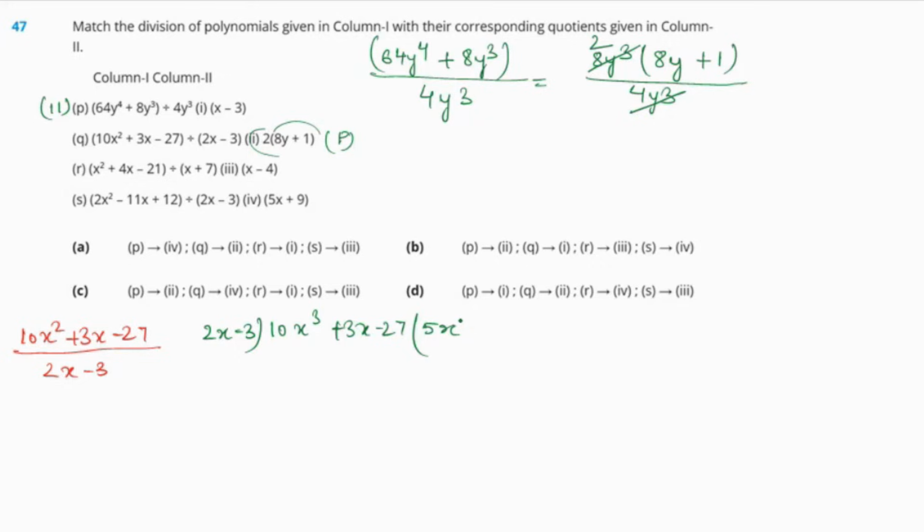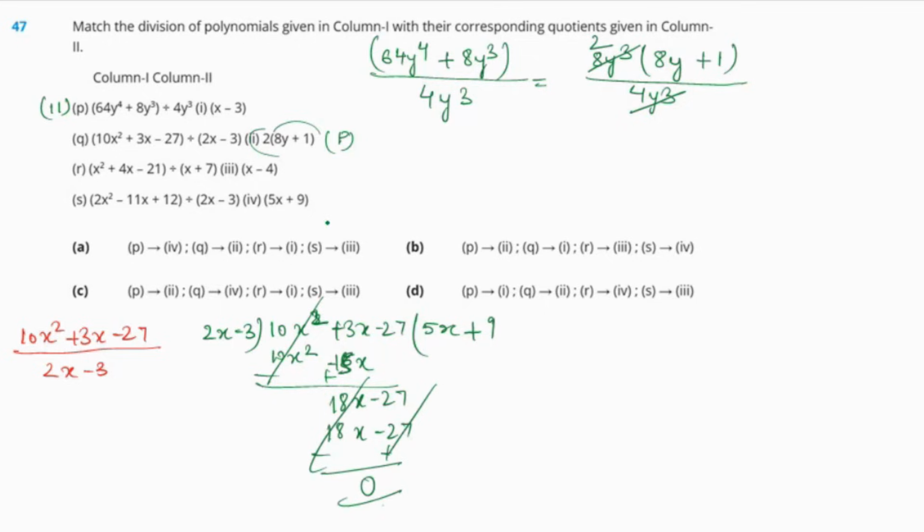It is 2x minus 3 and it is 10x squared. 5x times we can give division. Then we are going to get 15x. Then minus plus 18x minus 27. We can give it by 9. It becomes 18x again and 27. Then minus plus, we will be getting 0. So the answer we are going to get is 5x plus 9, which is 4th.